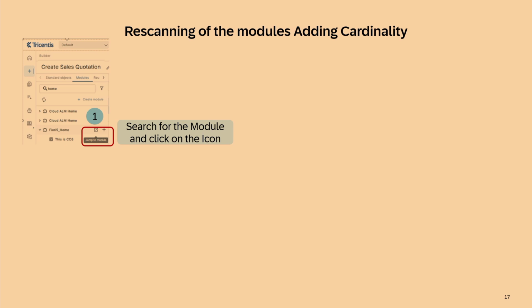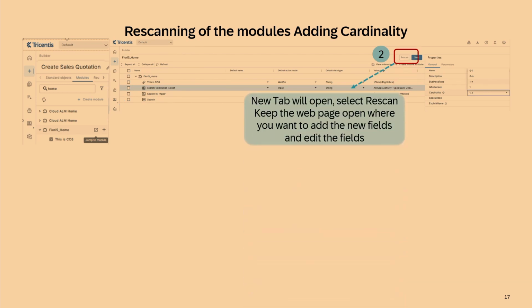Once our module is saved, in this case, Fiori5 home, I have searched for that module, which I mentioned earlier. You should be very careful while naming the modules. By default, there will be some name depending on the title of the application which you are scanning. So I have changed it to Fiori5 home. I have searched for it under the module section, and then you can see there is an icon to jump to module. Once you click on jump to module, this module will open in a new tab of your browser.